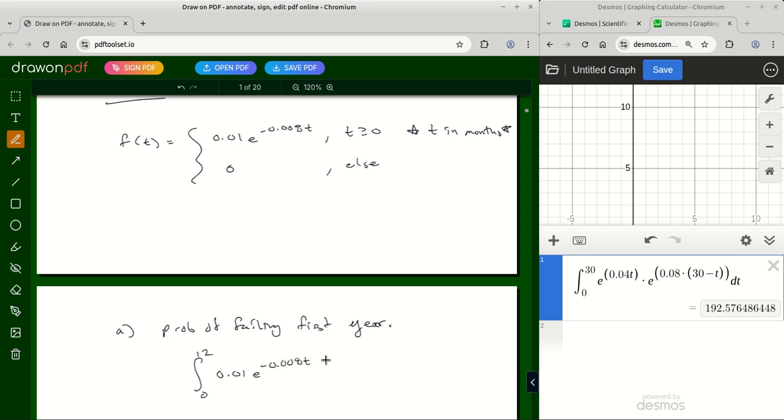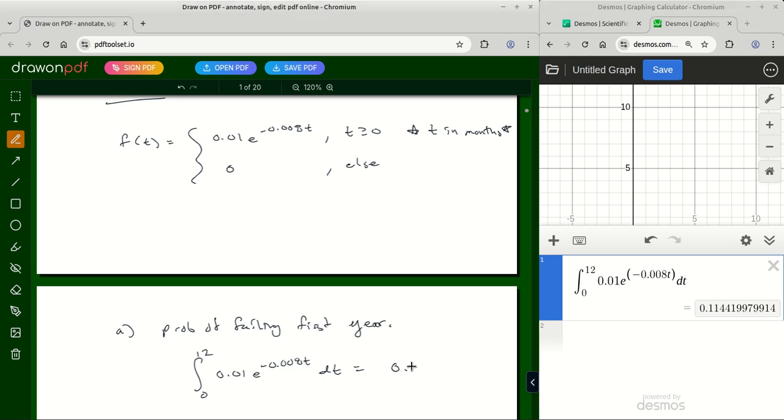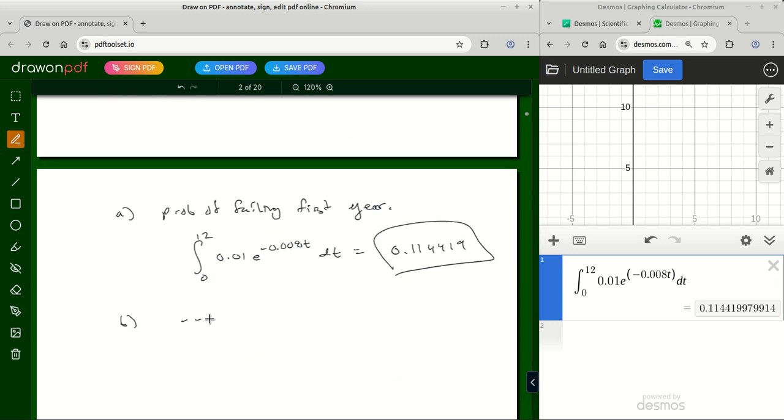We're wanting to add up all these probabilities, essentially, and get an answer. I have a weird answer here on mine. I think it was because I was doing a 1 instead of a 12, but let's just see what happens here in Desmos. E, T, DT. Yep, that's it. We're done. 0.114419. Sweet.